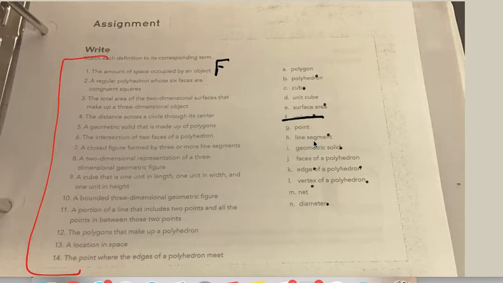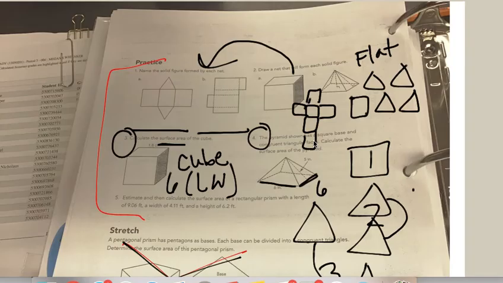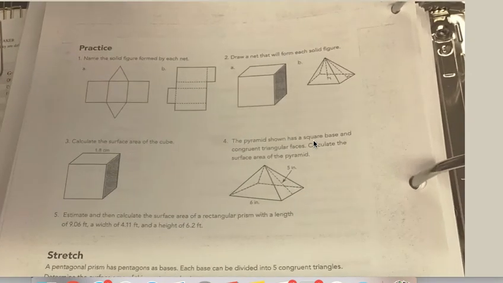You do not need to do the remember. Go to the next page. And here it says name the solid figure formed by the net. So I'm looking and I see that this is probably going to not be a pyramid. It's not going to go to one point. It's going to be a prism of some sort.